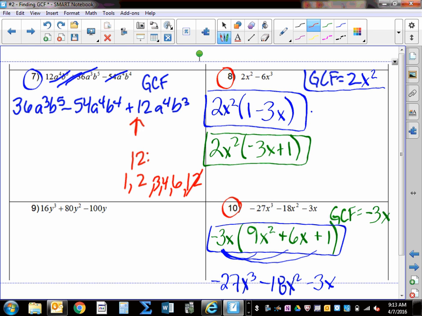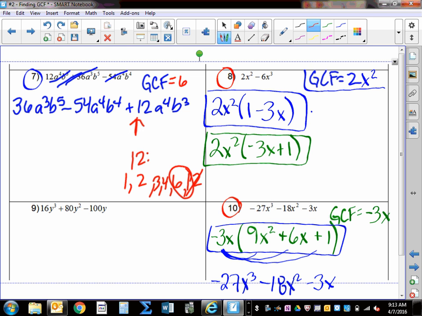Let's try 6 next. Does 6 go into 36? Yep. Does 6 go into 54? Yeah. What is 6 times what gives you 54? 9. Good. So 6 works. So 6 is going to be part of my GCF. There's no negative part, so we don't need negative.